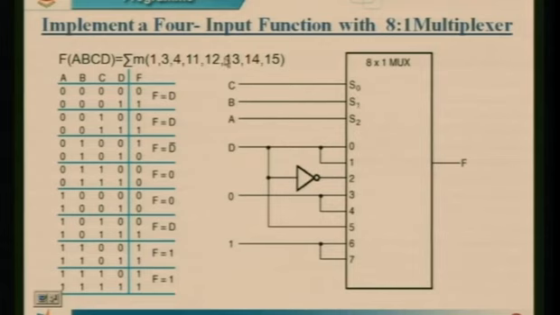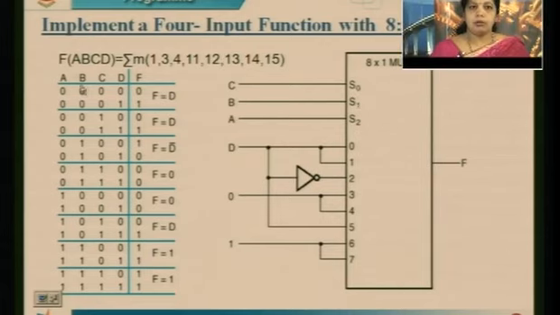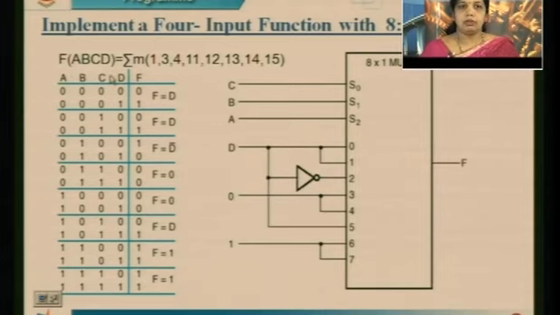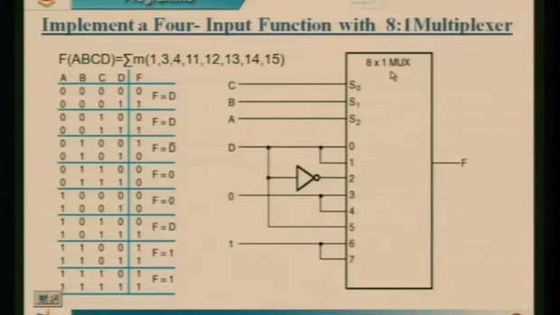Once again, as we have discussed in the previous problem, in this problem also I am going to reduce these 4 variables to 3 variables so that I can fit this in an 8:1 mux, because for an 8:1 mux I require 3 variables, but we have 4 variables. So once again, we have to eliminate this 4th variable. How to eliminate it? We use the MEV technique, the map entered variable technique, to reduce this. How exactly is it done? Once again, let us discuss. This function can be implemented using an 8:1 mux.